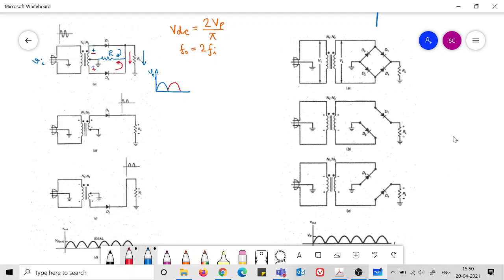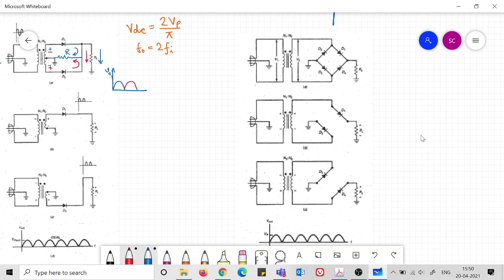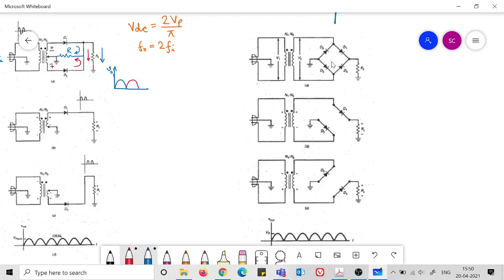Now let us come to the bridge rectifier. This is called the bridge rectifier. Here four diodes are connected in a bridge sort of thing. Here also, if you are not very comfortable with these designations of ground, you can consider the resistance to be connected across these two points. Actually, this point and this point are the same. So the resistance gets connected across these two points.